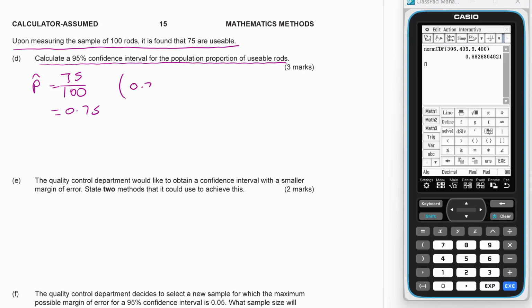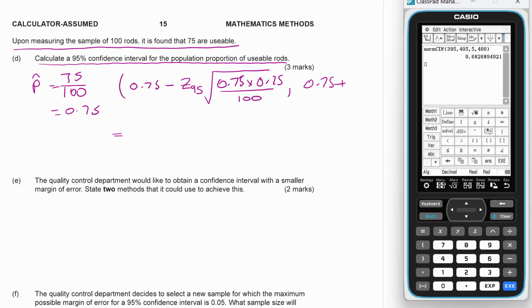So that's going to be 0.75 take away the Z95 value multiplied by the standard deviation. And in this case, that's going to be the square root of 0.75 multiplied by 1 take away that, divided by 100. Note that is the standard deviation, we've got the square root there. And then we've got 0.75 plus exactly the same thing. So we wouldn't need to actually then calculate that on the calculator.